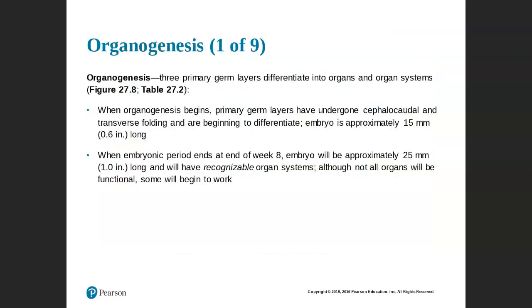So organogenesis is where 3 primary germ layers differentiate into all the organs and organ systems of the human body. When that begins, the primary germ layers have gone through cephalocaudal, head, tail, and transverse folding, which is the bilateral symmetry, and then they begin to differentiate. They specialize. The embryo is about 15 millimeters, or 0.6 inches, half an inch in length. When the embryonic period ends at the end of week 8, the embryo will be approximately 25 millimeters, 1 inch in length, and will have recognizable organ systems. Even though not all organs will be functional, some will begin to work.